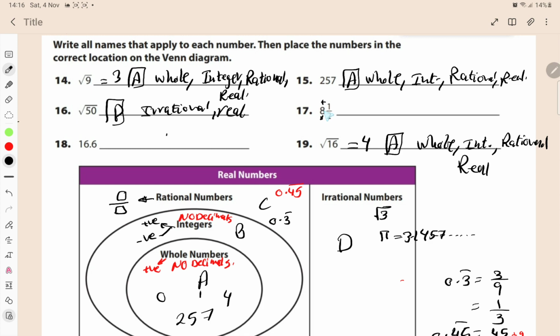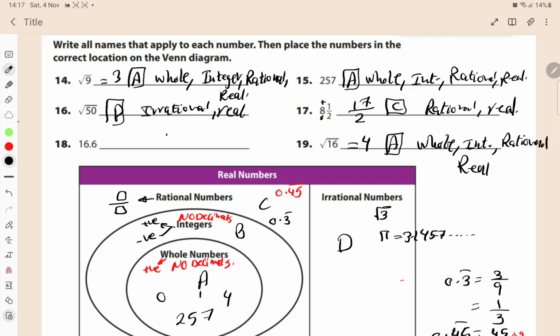Mixed number, 2 times 8, 16, plus 1 is 17. So it is 17 over 2. Can I simplify more? No, it's not divisible by 2. So 17 over 2 is rational, it is a fraction. So this is C. Any rational is also at the same time real.